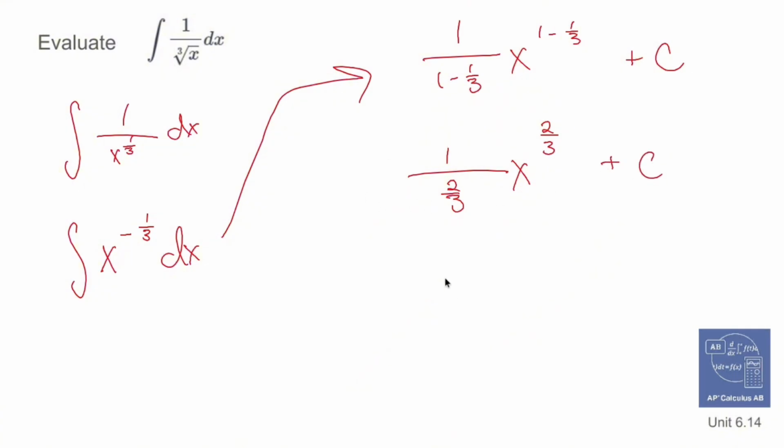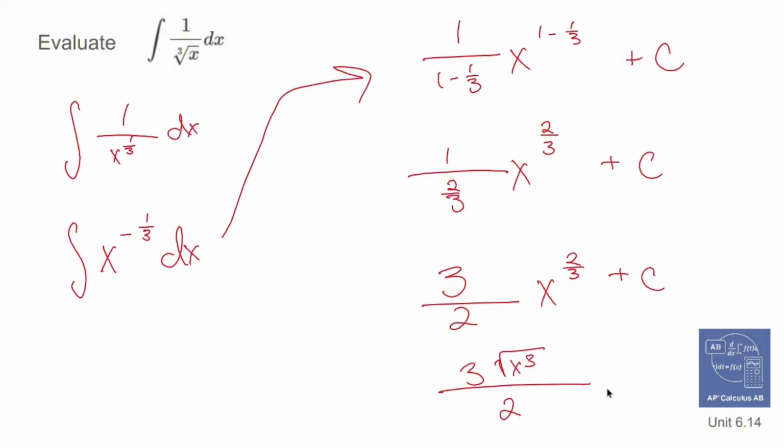Let's multiply the top and the bottom by its reciprocal. 3 over 2, x to the 2/3 plus c. Now I'm going to rewrite this the way God intended. 3 square root of x cubed over 2 plus c. That's how I'm going to end this problem. Okay, you might have a teacher that might be okay with this. I prefer it to look like that. It just looks prettier. So we're going to go with that guy right there.